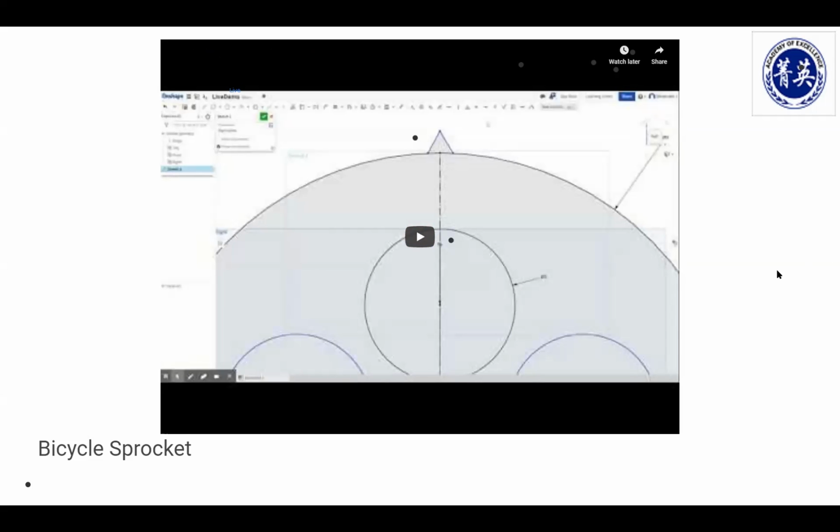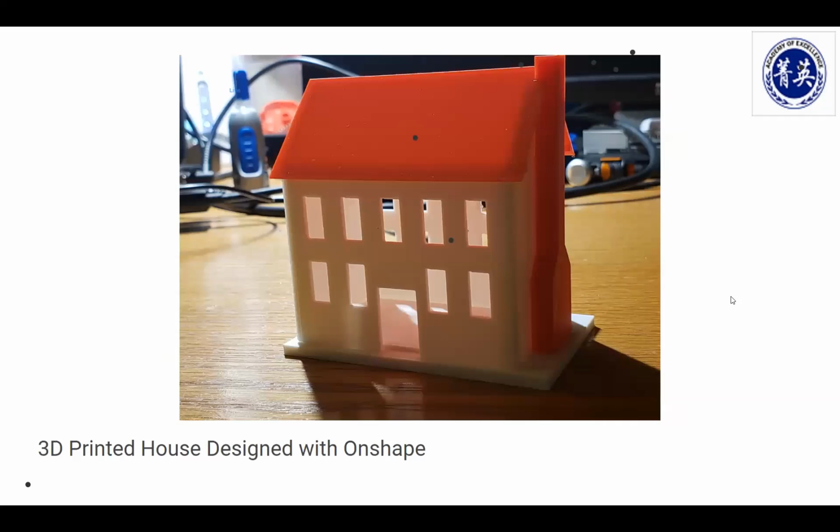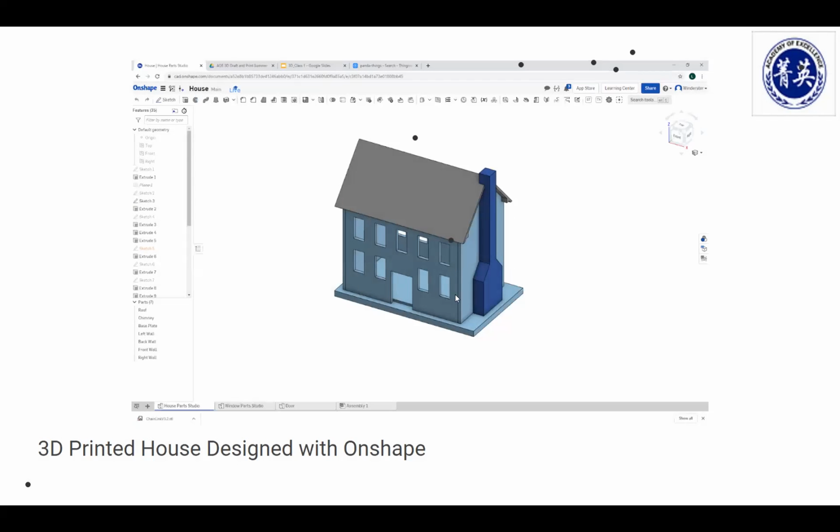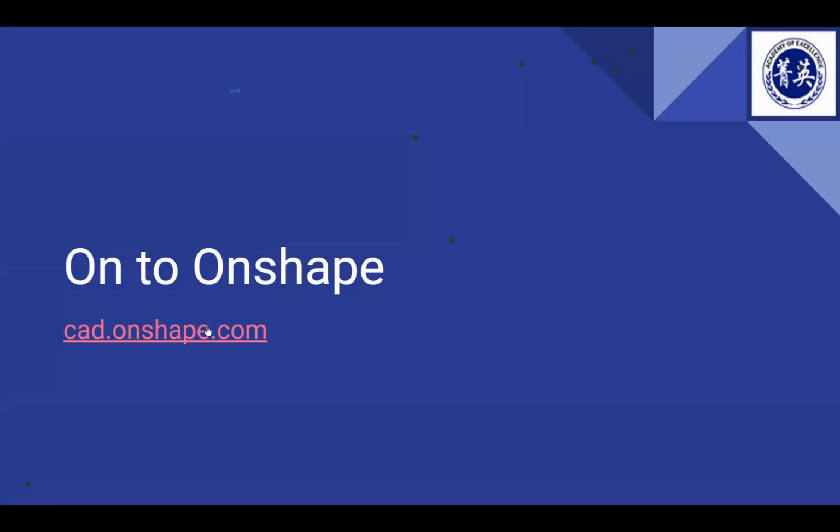Okay, hopefully that piqued your interest a little bit. This is a house I designed in Onshape and printed using the 3D printer that's in my office. So hopefully through the course, you guys can generate something like that, not necessarily this exact one. I'll go over some details a little bit later. And this is a fairly simple model. So this was drawn in Onshape. So now, with that said, let's go to Onshape.